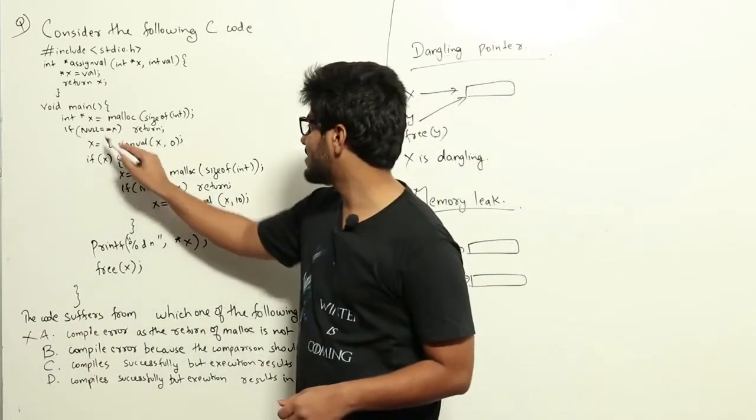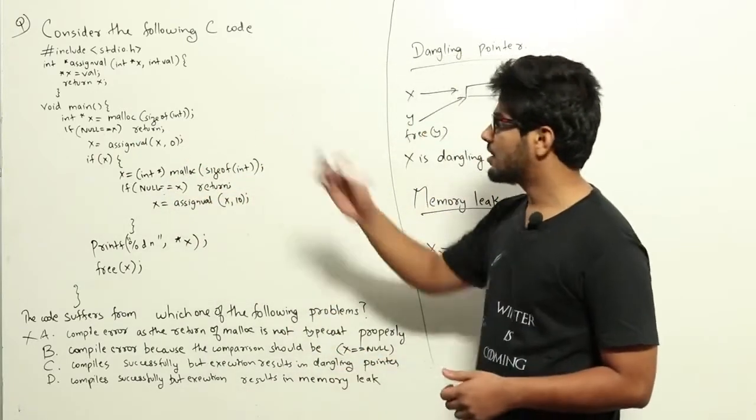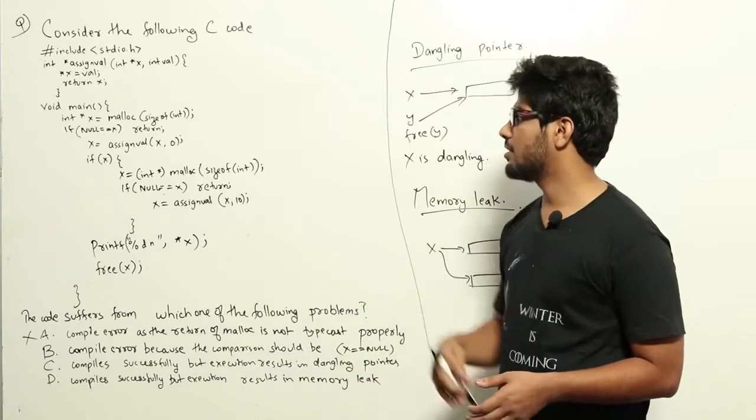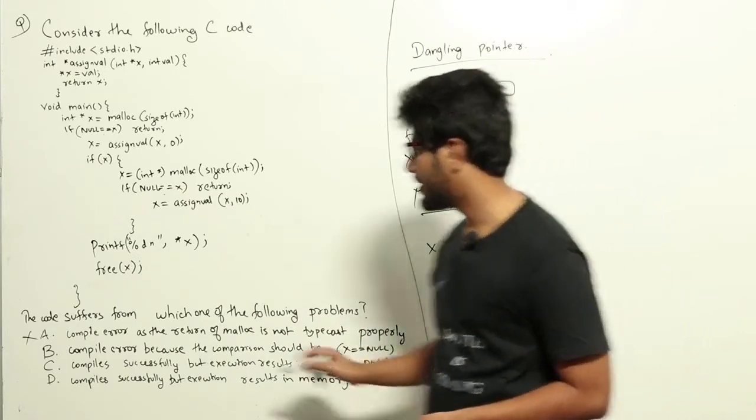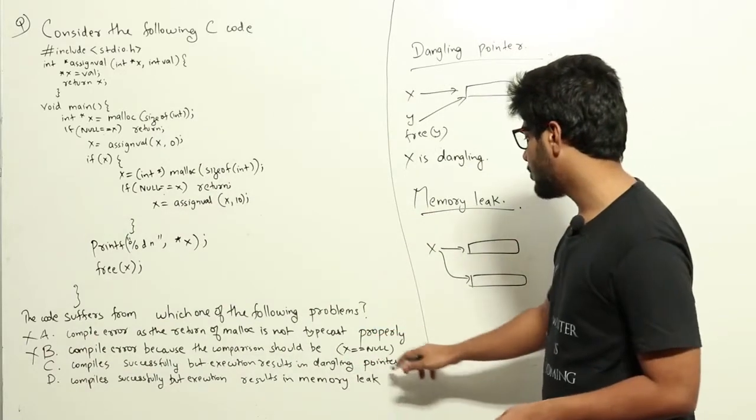They are asking us about this comparison. We have written null equal to x in the question, but whether we write null equal to x or x equal to null, it's the same thing only. This won't cause any compilation error. In C and D, they are asking us whether it causes a dangling pointer or a memory leak.